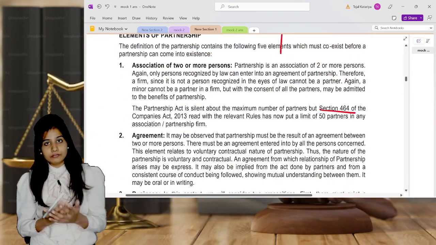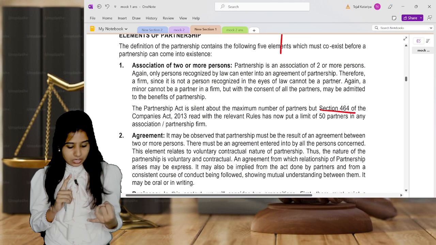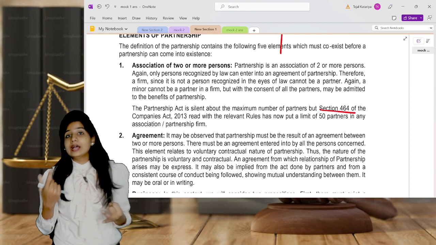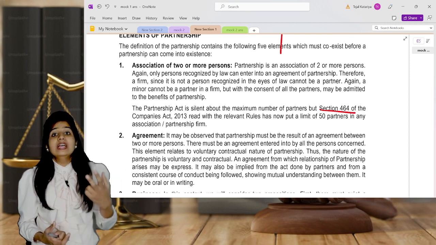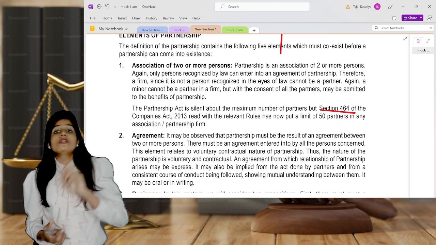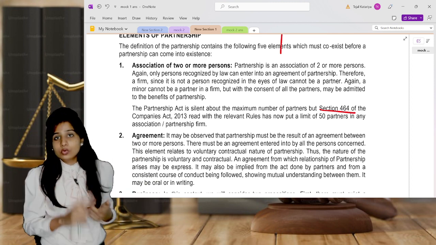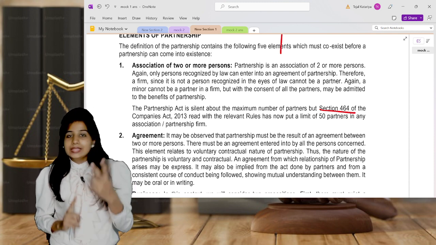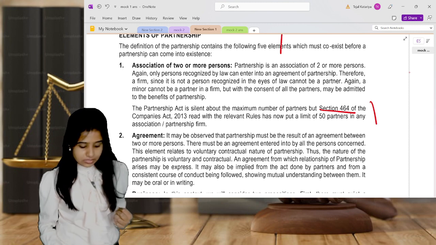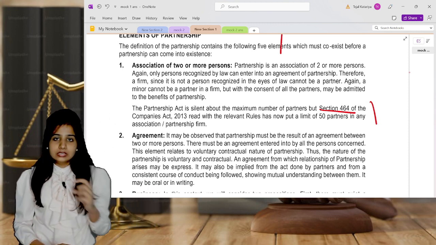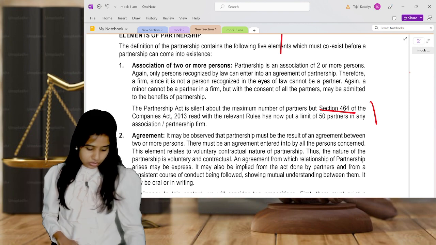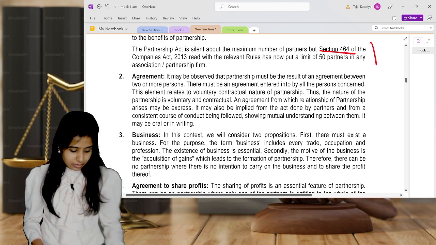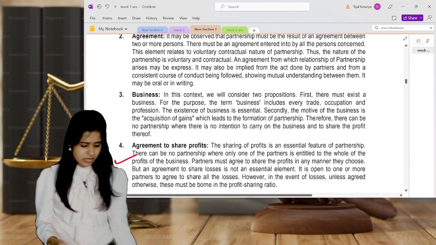So first of all, whenever you talk about the association, first of all, partnership is the association of 2 or more persons. Then secondly, the 2 or more persons who have the status or the legal recognition in the eyes of law. That means 2 partnerships cannot enter into a partnership, if you guys remember, but the body corporate and 1 individual can enter into a partnership. Then third line, you can write this section 464 and the limit of 50 partners. This much you can write in first point, that is association. The second is agreement. Agreement can be oral, written, it could be express, implied, it could be anything. So this much is important in agreement.